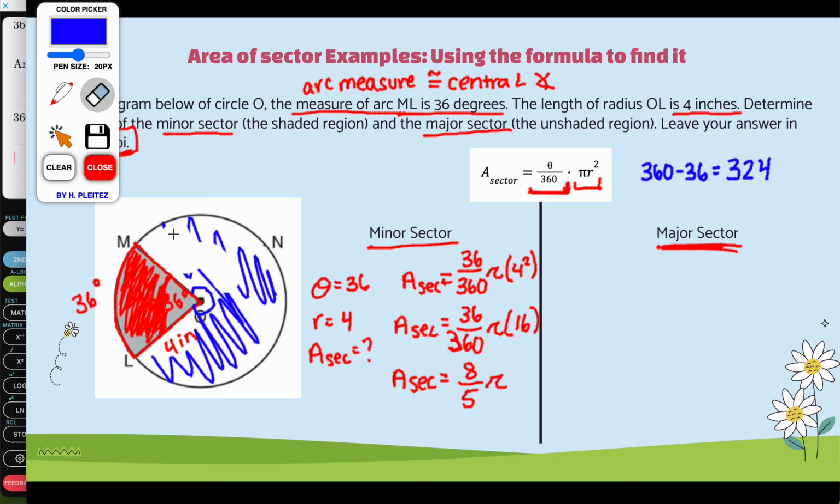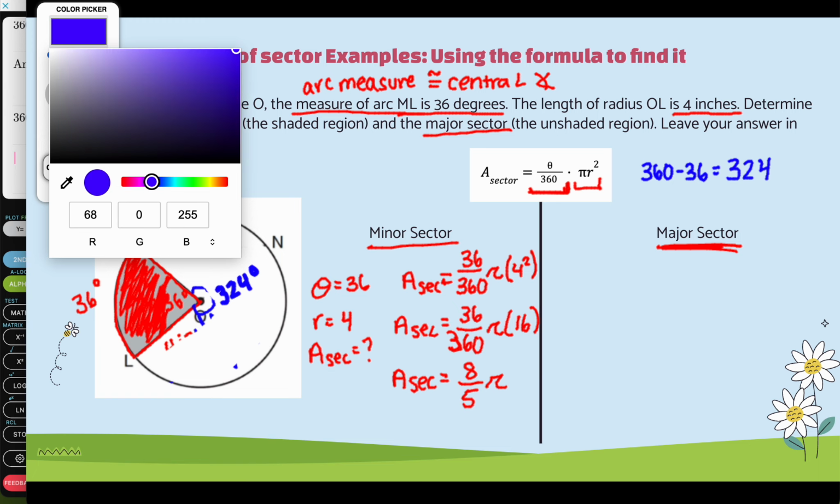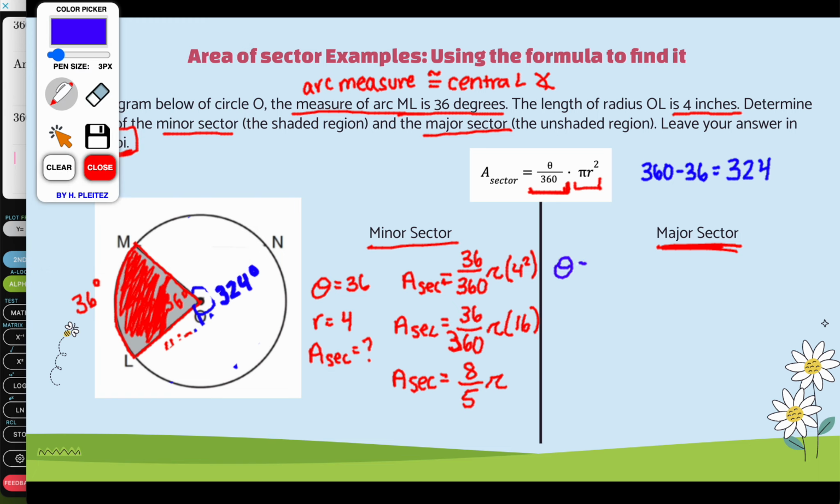I'll take out the shading here just so we can have a better idea of what's going on. But this bigger angle here is going to be 324 degrees. Our radius is not changing. Nothing else is changing. Just the fact that we're dealing with the major arc now. So now we need to change what our central angle is, right? So we get theta equals 324 now. Our radius is not changing. That's still 4. And again, we are still looking for the area of the sector. So let's go ahead and substitute. We get 324 over 360 now. And then that area is not changing, so I already know that's going to be 16 pi.